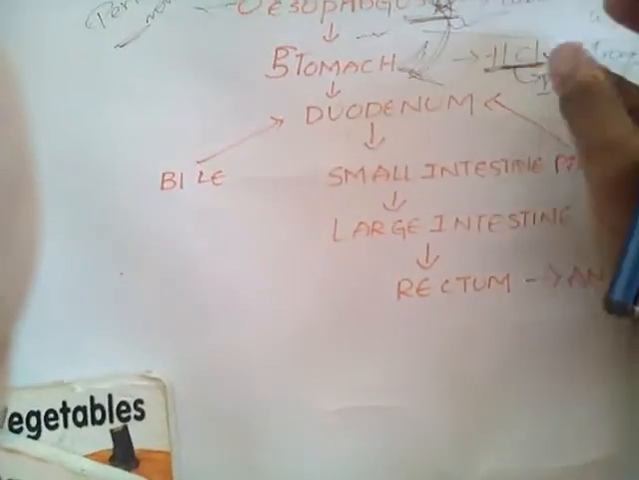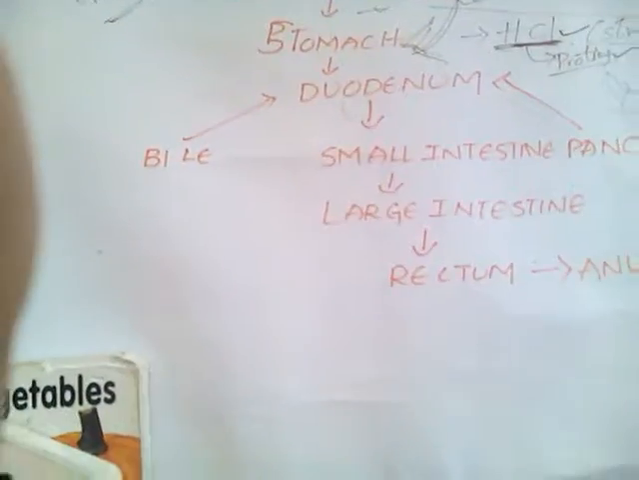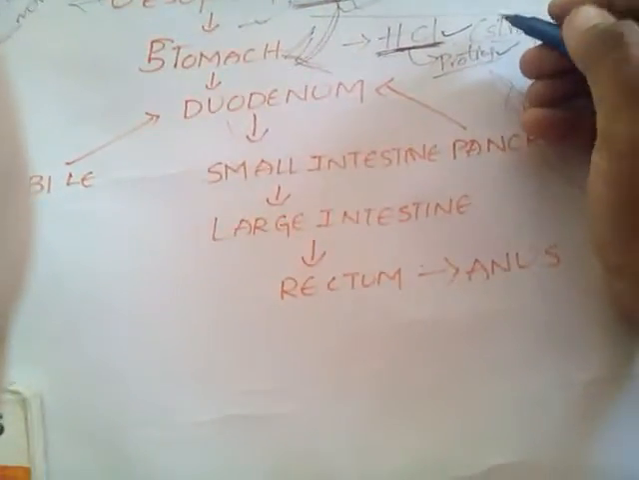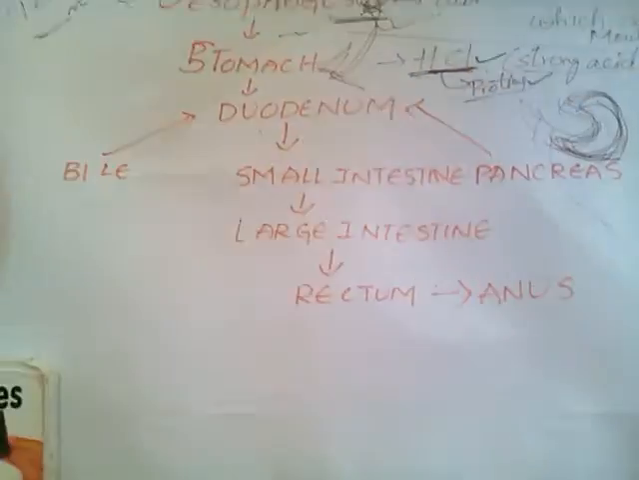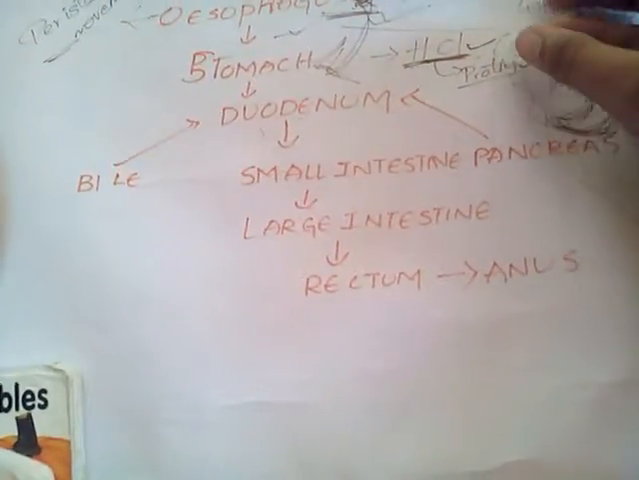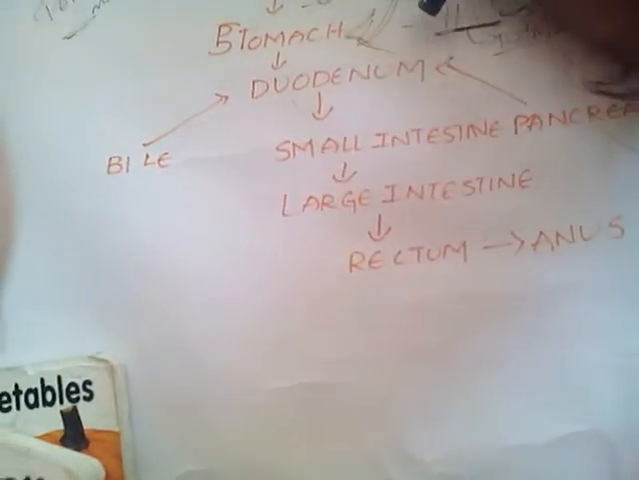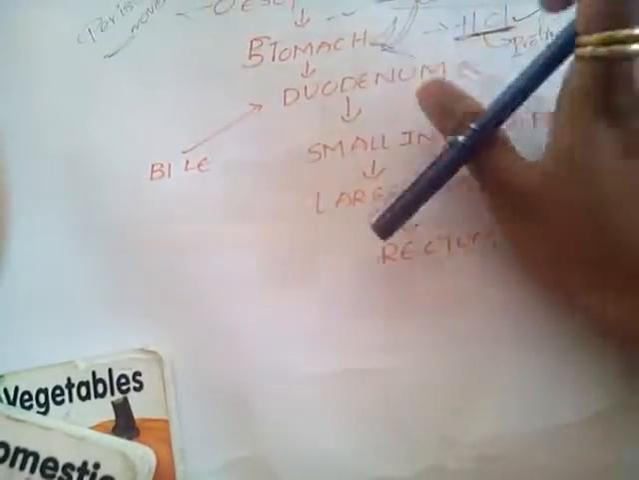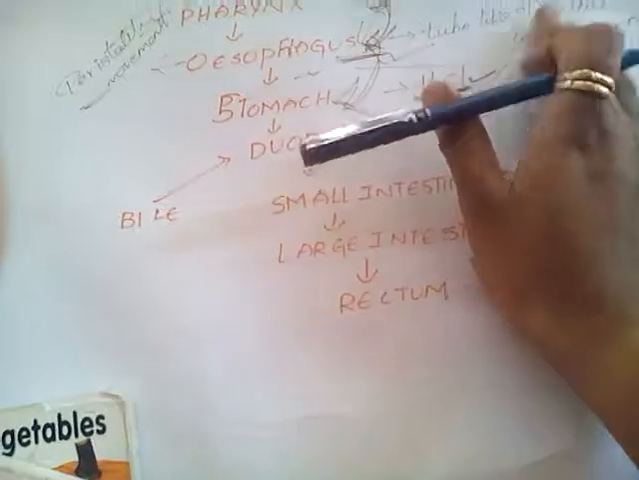So the carbohydrates are half digested in the mouth, maximum of the carbohydrates will be digested in the mouth, and next the proteins will be digested in the stomach. Okay, you are clear, right?